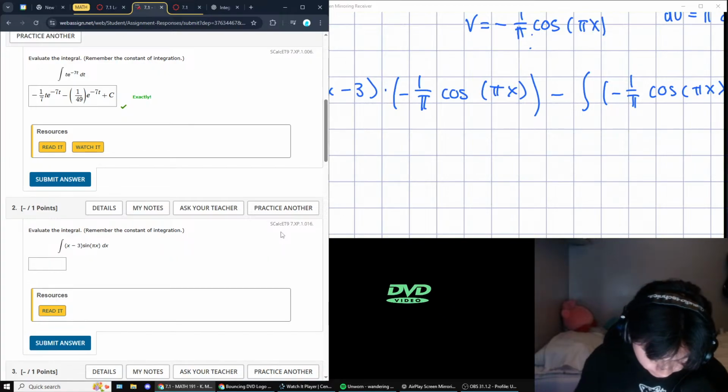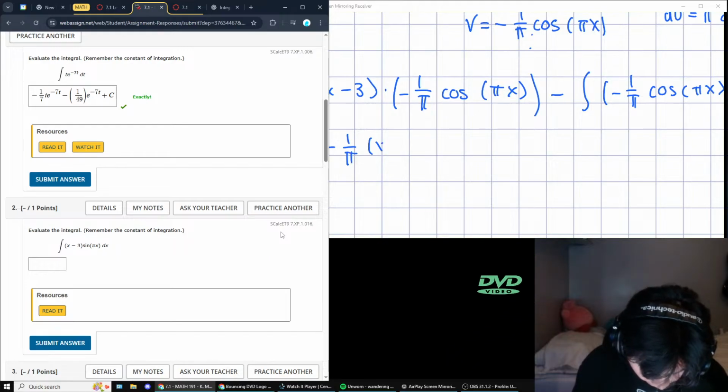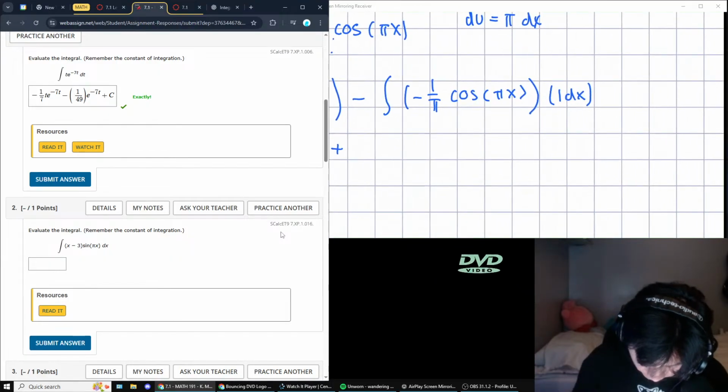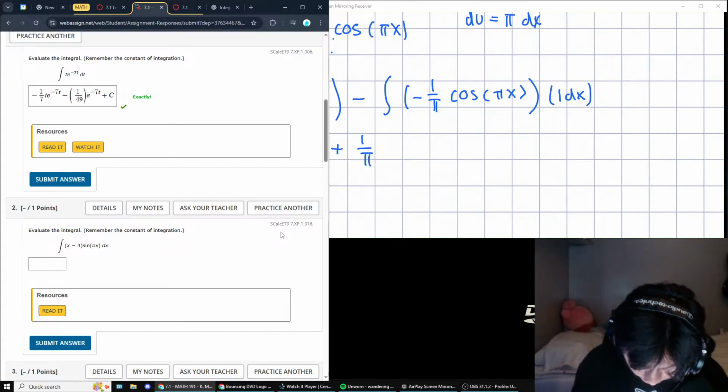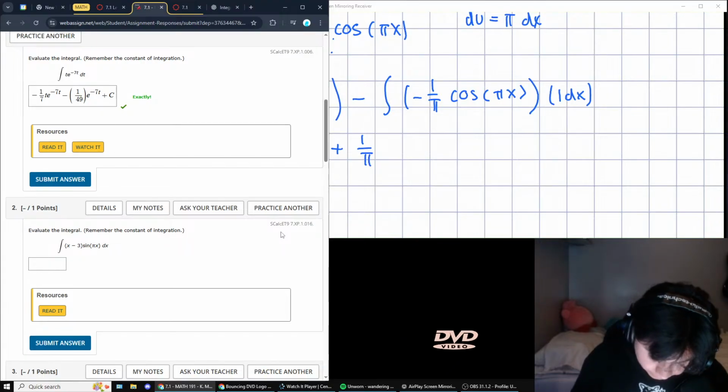Oh, and they just keep it together because I don't know how else right now. And then this one, we bring the constant forward. These negative and negative turn into positive. And then we integrate this. Because we have a dx, we just keep the cosine.